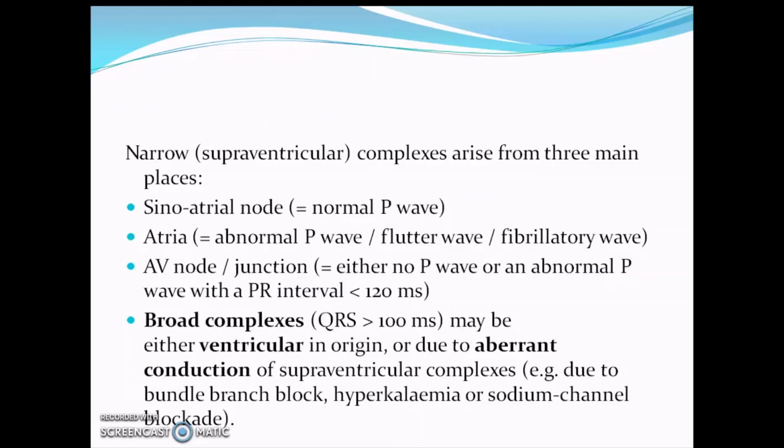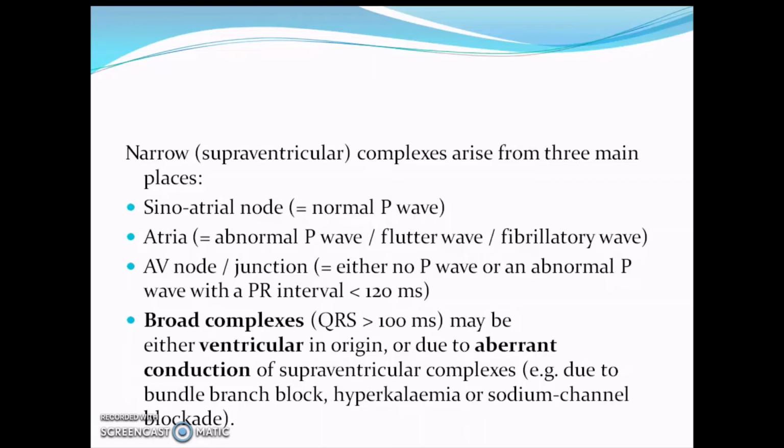Supraventricular origin means it can arise from three places: the sinoatrial node, that is a normal P wave, or the atria, that will be an abnormal P wave, and the AV junction, where the P wave might be absent or hidden. In AV junctional tachycardia, the PR interval will be shortened. So these are the differential diagnoses of narrow complexes.